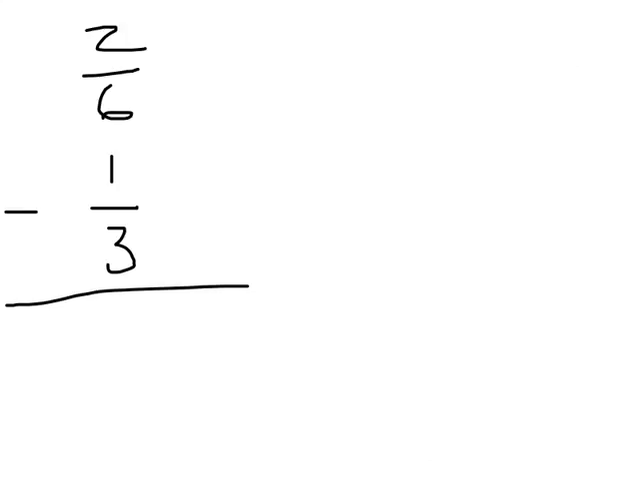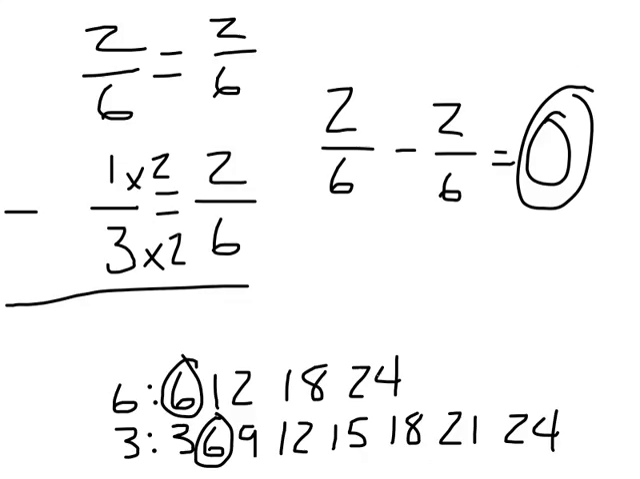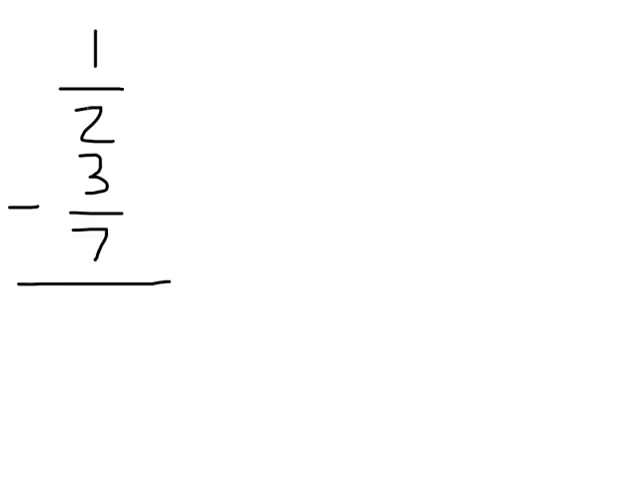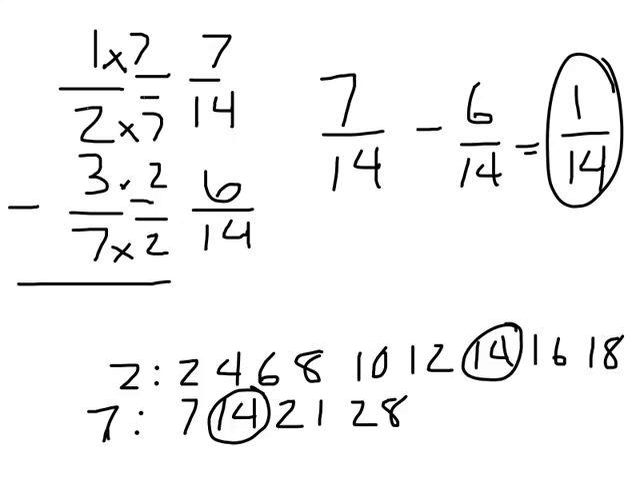You try one more. What's 2/6 minus 1/3? Check your work with mine to see if you got it correct. 2/6 minus 1/3 is 0 over 6, or just 0. Try one more. Check your work with mine to make sure you got it correct.